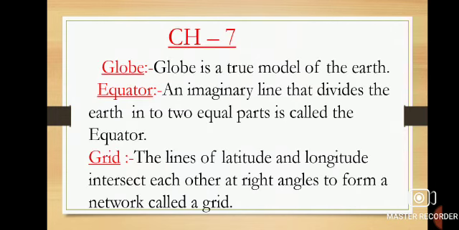Come to chapter number 7, number 1: Globe. Globe is a true model of the earth. Equator: an imaginary line that divides the earth into two equal parts is called the equator. Number 3: Grid. The lines of latitude and longitude intersect each other at right angles to form a network called a grid.